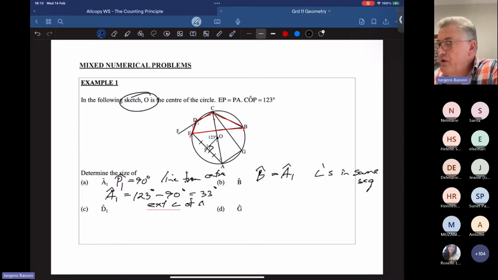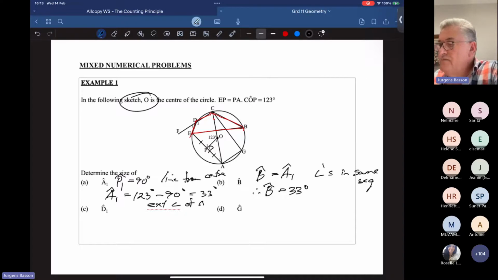Now, what do we know about A1? We know that A1 is 33. That we did already. So that means angle B will be 33 degrees, and it's because of angles in the same segment. That was pretty easy.